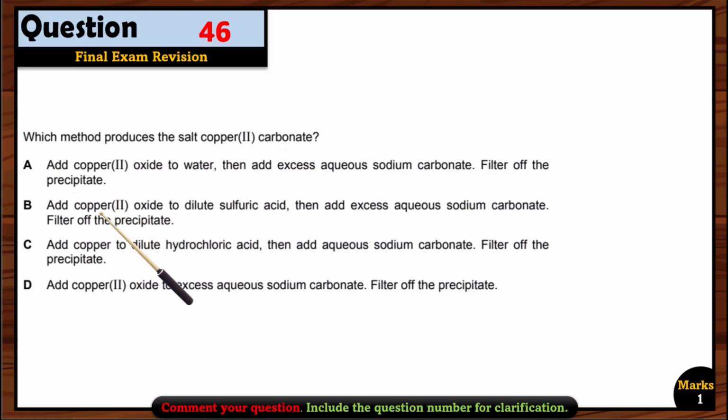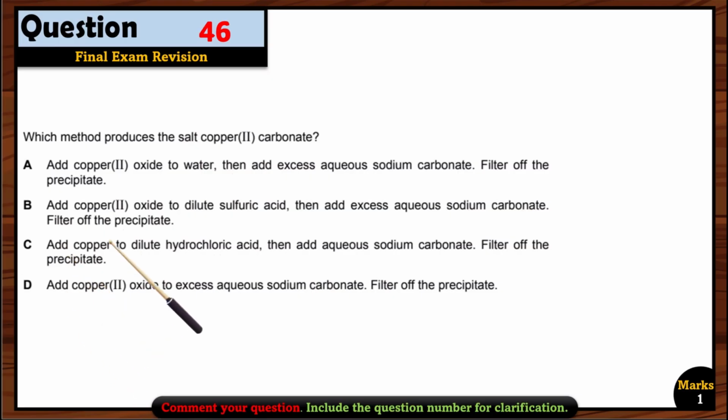Now let's see another one. Add copper oxide to dilute sulfuric acid, right? Then add excess aqueous sodium carbonate, okay? And then filter off the precipitate. Yes, this option is right, because when copper oxide reacts with sulfuric acid, we are going to get copper sulfate. And then this copper sulfate, when it reacts with sodium carbonate, we are going to get copper carbonate. Okay, so that's why option B is the right option here.